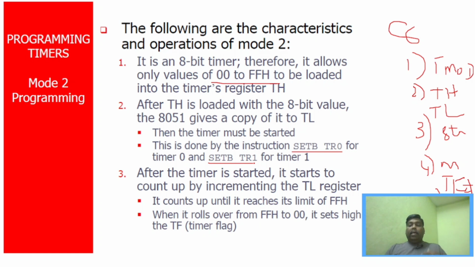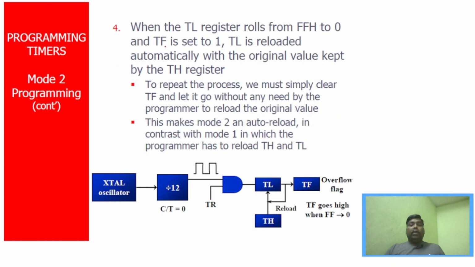The TL value will start increasing from 00 to FFH. Once it reaches FFH, the TF flag will be set to 1, that is, the reload will happen. The only difference here in mode 2 is that whenever there is a rollover and the TF flag becomes 1, the TH value will be reloaded into TL, and this process will be repeated again and again. That is why it is called auto reload mode.